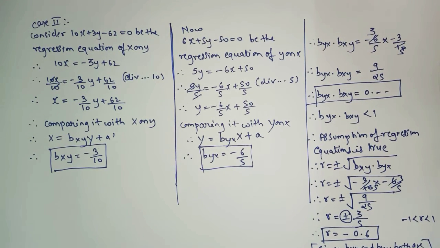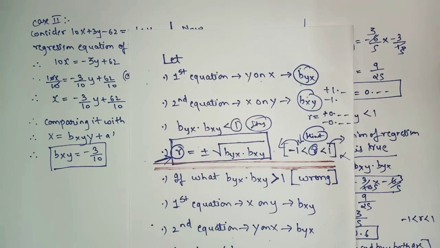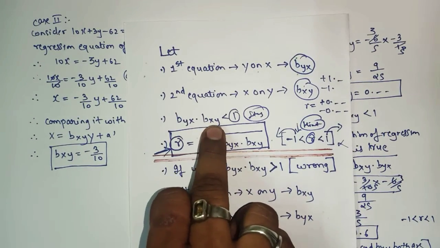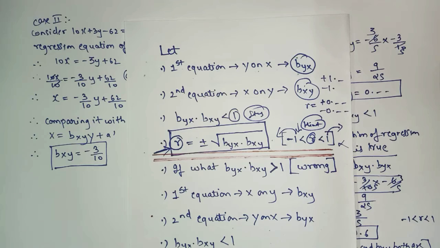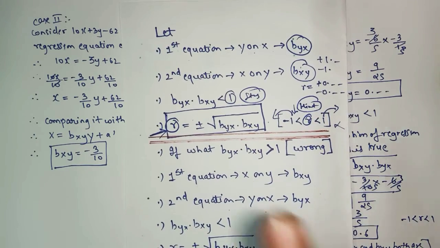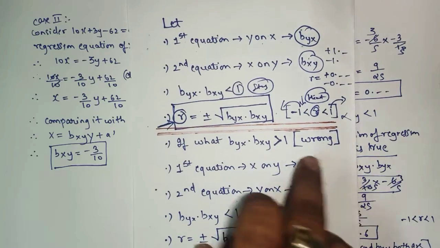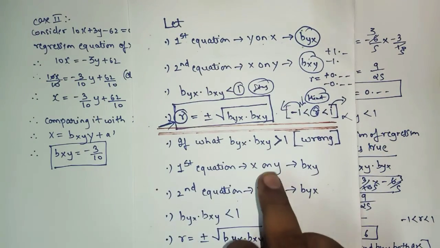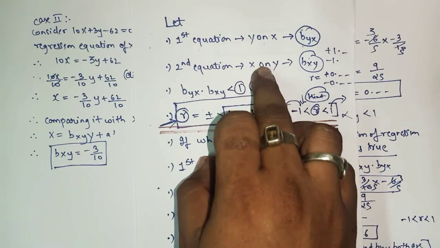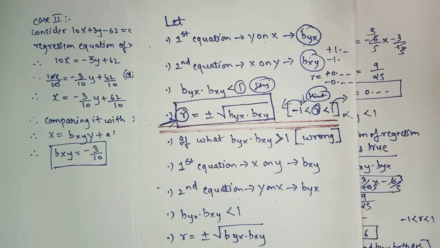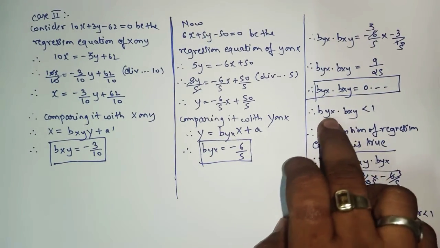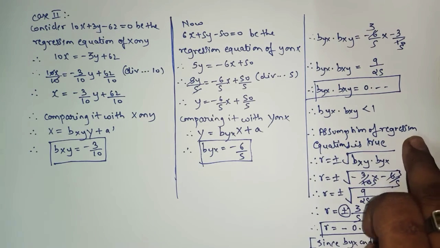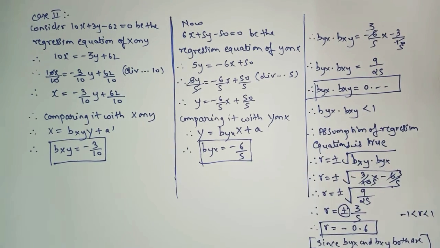So in this way you will find your answer. In case you see that the product of these two is not less than 1, if it is greater than 1, that means our assumption is wrong. If our assumption is wrong, we'll interchange the condition. In the second case, we'll consider the first equation as x on y to get bxy, and the second equation as y on x to get byx. And the rest of the part is the same. We'll check the product, we'll write our assumption is true, then we will find the value of r. Understood?